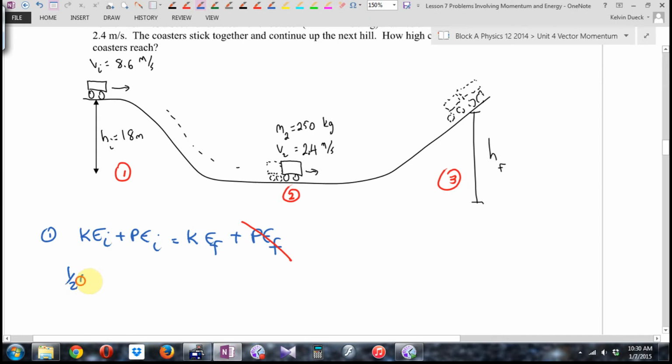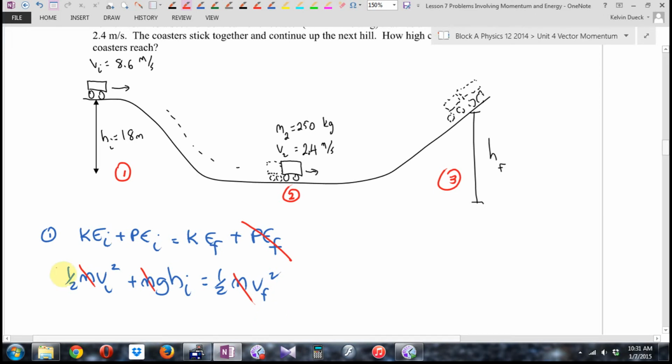So I'm going to get a half mv initial squared plus mgh initial equals a half mv final squared. Hey, there was stuff like this on the test. This is almost like going over the test without actually going over the test. What I want to find is how fast it's going at the bottom of the hill, because it's sped up.